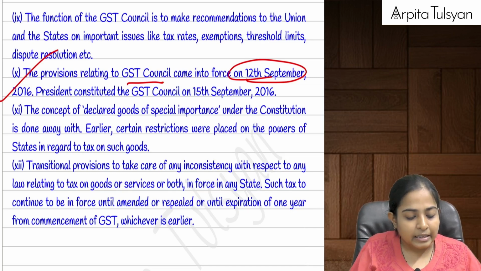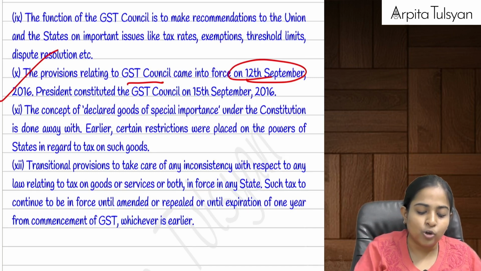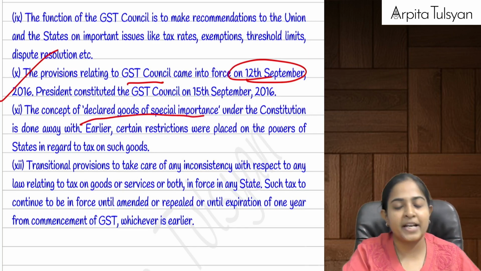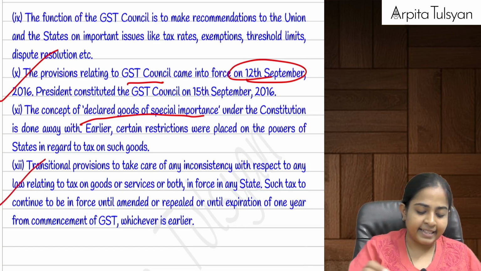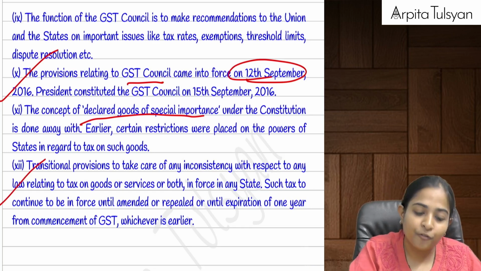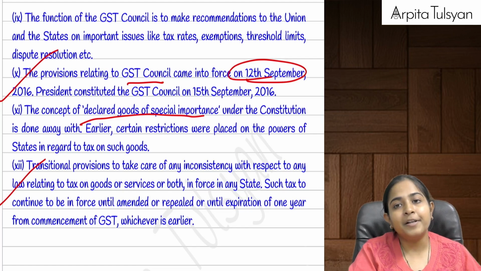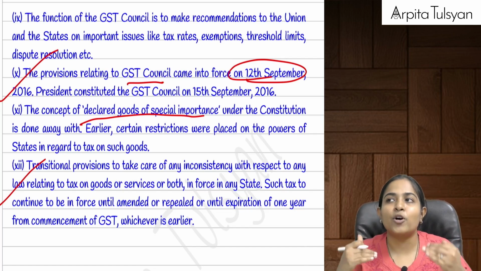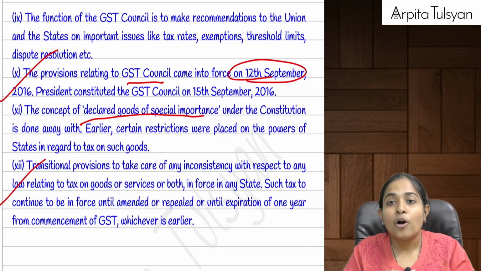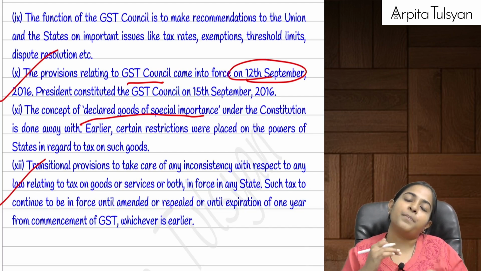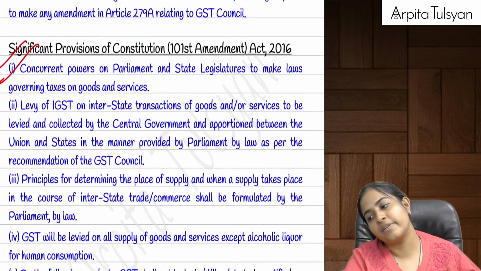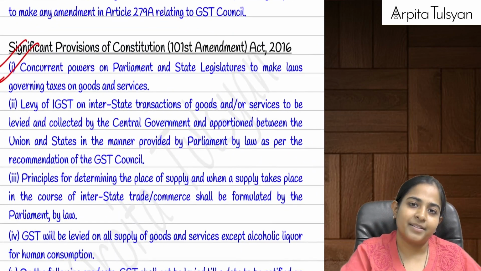Okay, then earlier there were certain goods which were called declared goods of special importance. Now that concept has been totally removed, and they are telling that from the date when GST came into picture, for a period of 1 year, there will be some transitional provisions, because we are going from old law to new law. So there will be some ease or convenience given to you for the purpose of smooth transition. Okay, the rest of the points given here in significant provisions we have already covered in the earlier points. Are you clear with this?